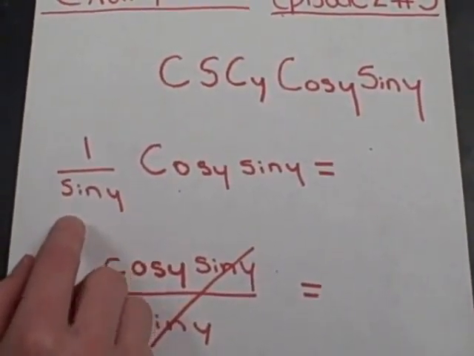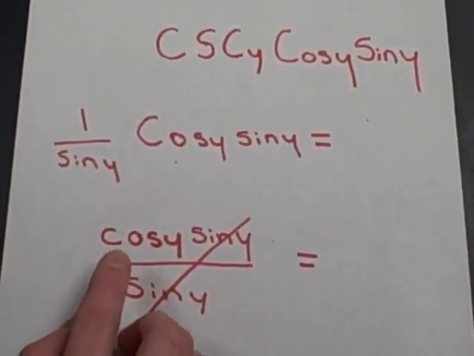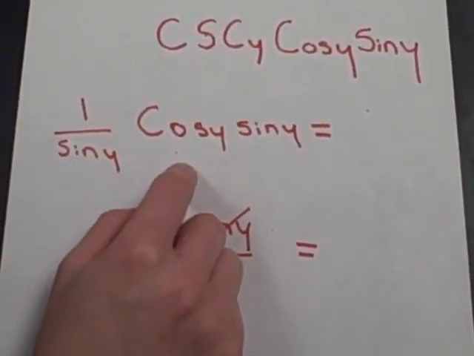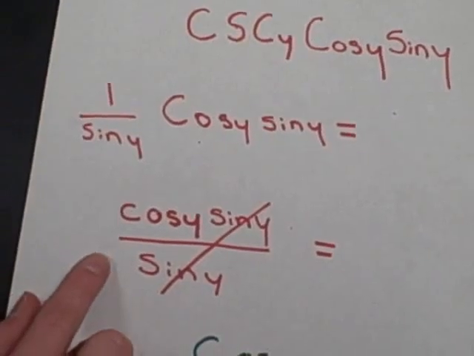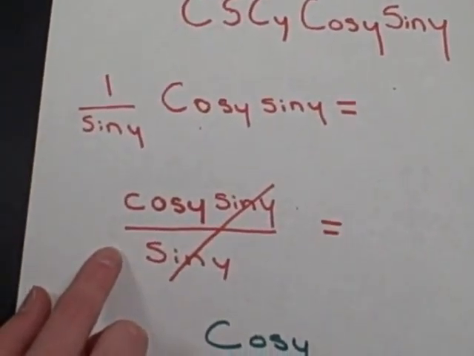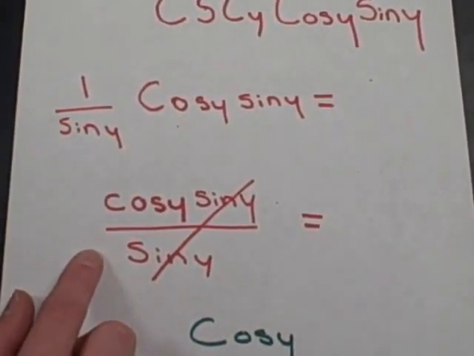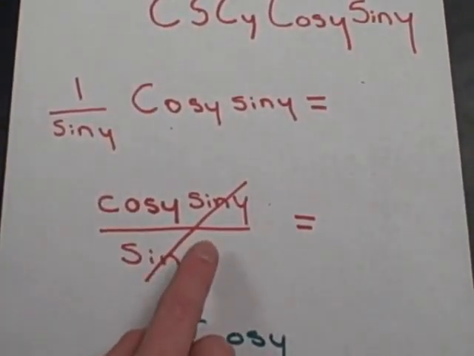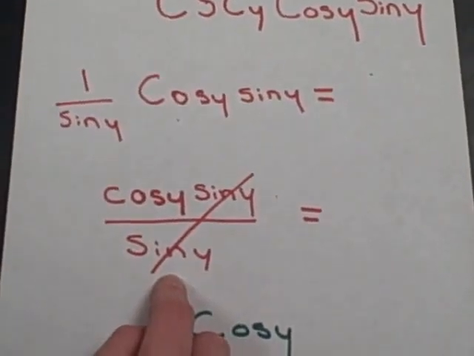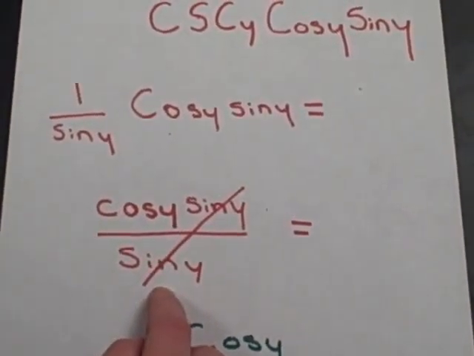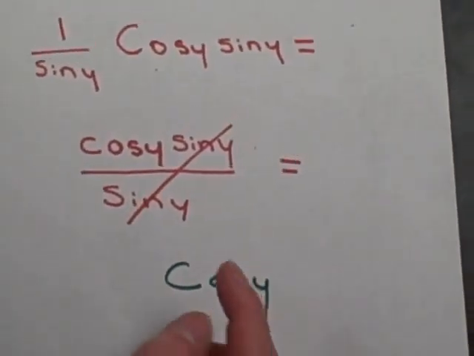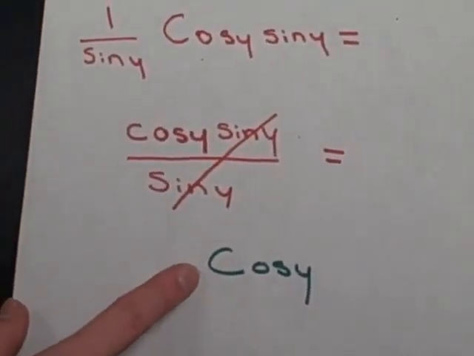Now when you have all this and you simplify it, you're going to have 1 times cosine y times sine y all over sine y. As you can see, you have a sine y on the top and the bottom, and because of that, you can cancel those out. And all you're left with is cosine y, which would be your answer.